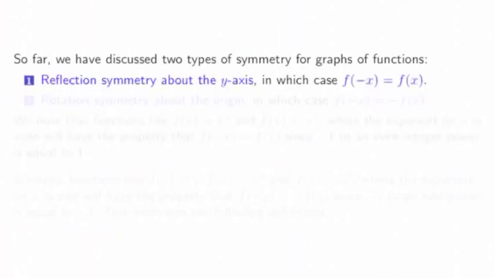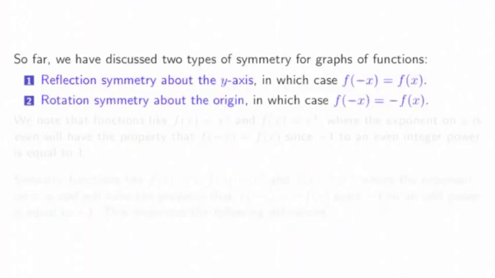So far, we have discussed two types of symmetries for graphs of functions. Reflection symmetry about the y-axis, in which case f of minus x is f of x. Rotation symmetry about the origin, in which case f of minus x is minus f of x. In both cases, notice that we're plugging in minus x, making a computation, and discovering that that's equal to either f of x or minus f of x.